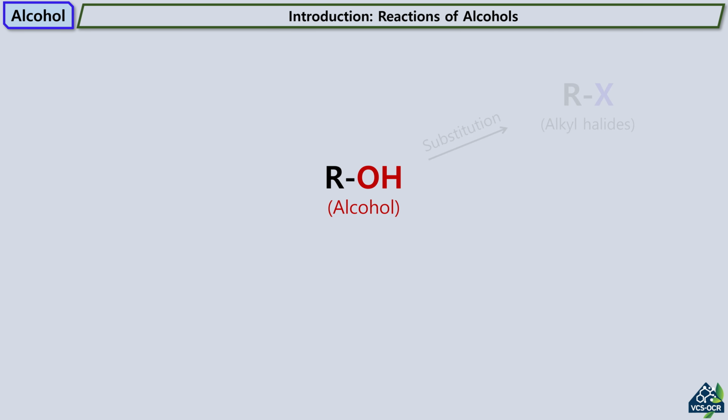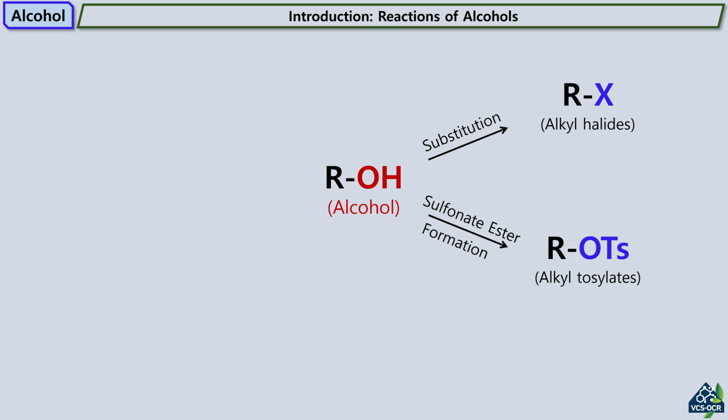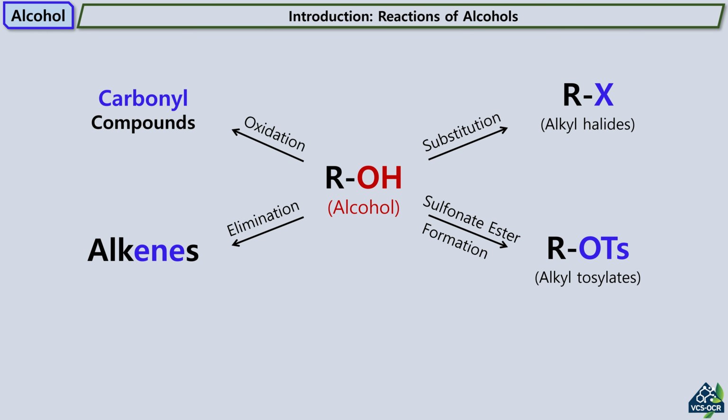We'll start with substitution reactions that produce alkyl halides and sulfonate esters, which are key strategies for hydroxyl activation. Then, we will explore elimination to form alkenes and the oxidation of alcohols into various carbonyl compounds.